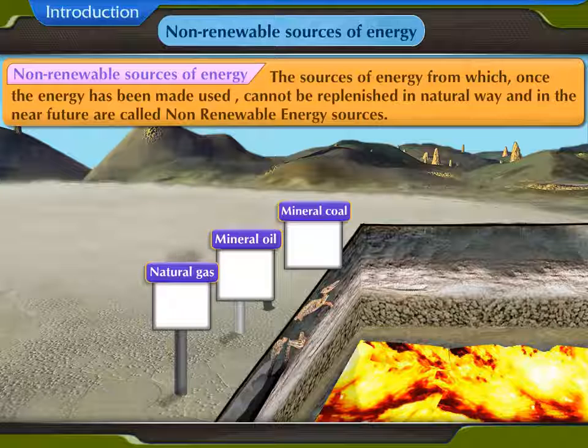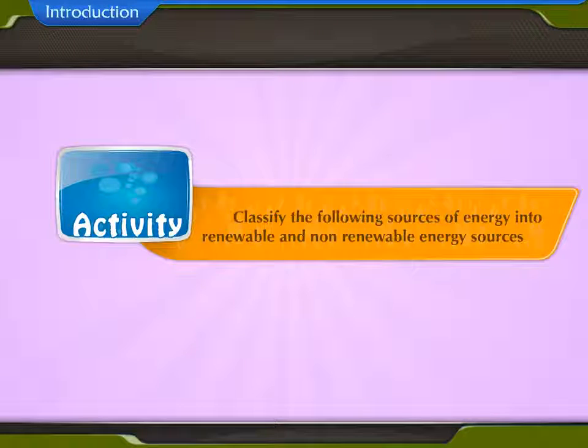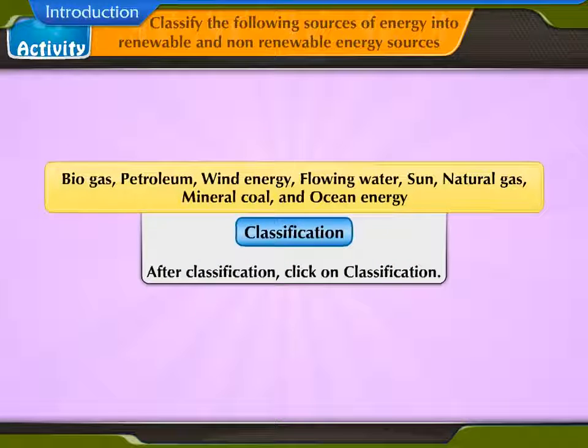Let us perform a small activity. Activity. Classify the following sources of energy into renewable and non-renewable energy sources, and after classification, click on Classification. Biogas, petroleum, wind energy, flowing water, sun, natural gas, mineral coal, and ocean energy.